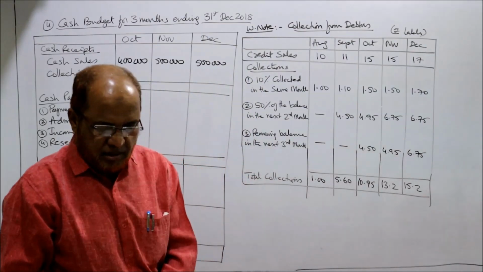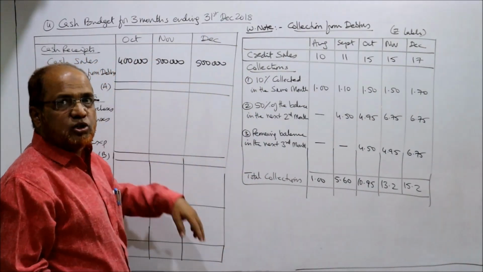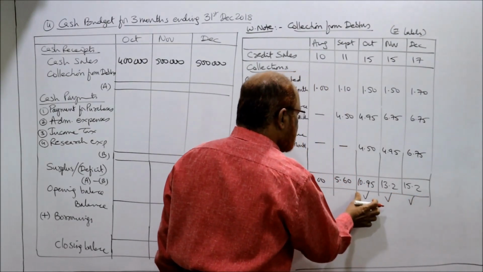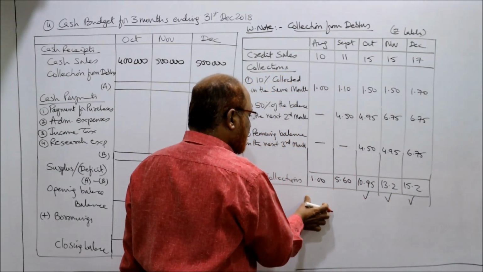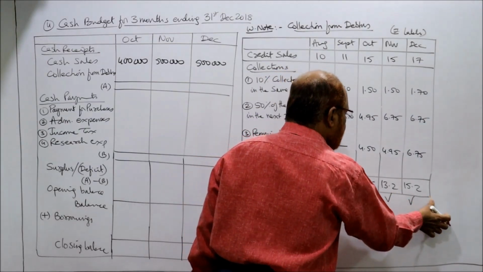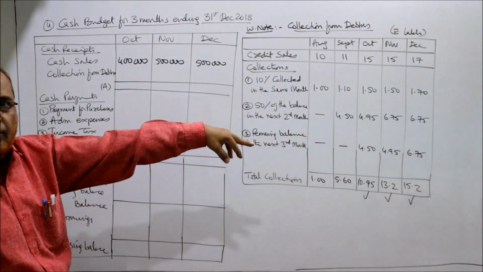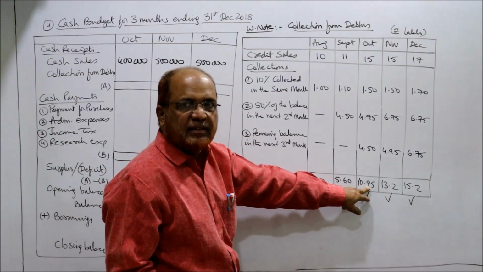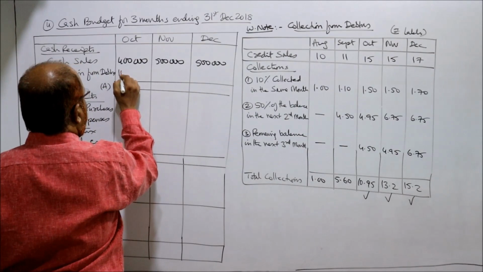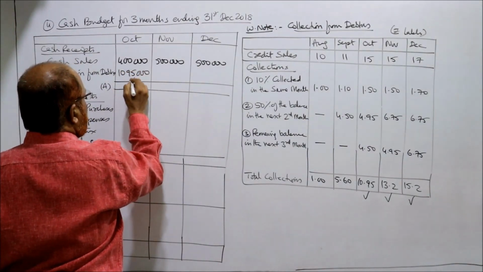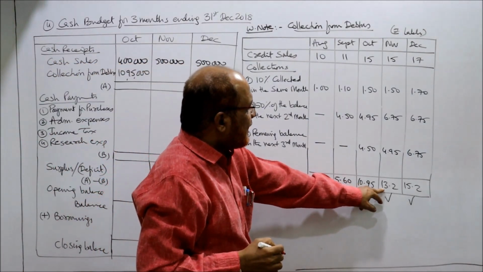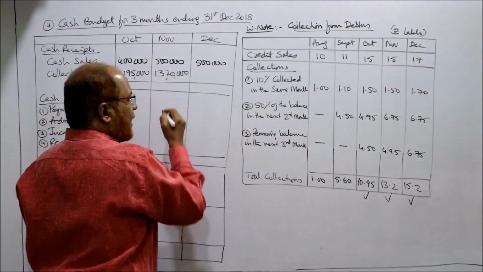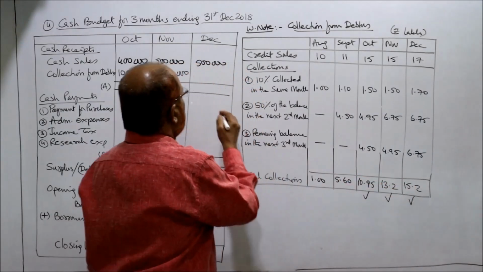That's it. Now we are concerned only with October, November, December. These 3 months we require. We don't require all the 5 months. We require only October, November and December. So October collections are 10,95,000. Here November collections are 13,20,000. And December collections are 15,20,000.